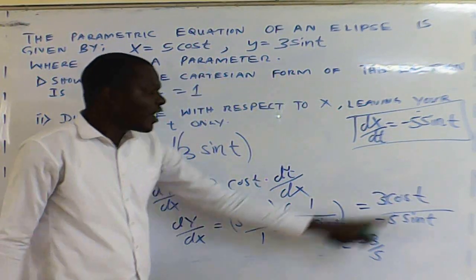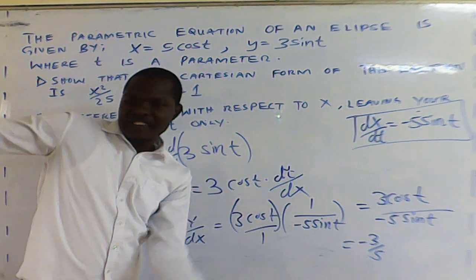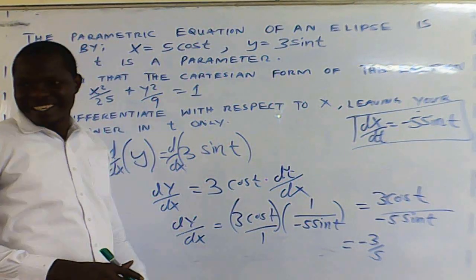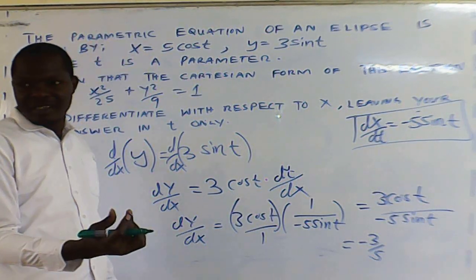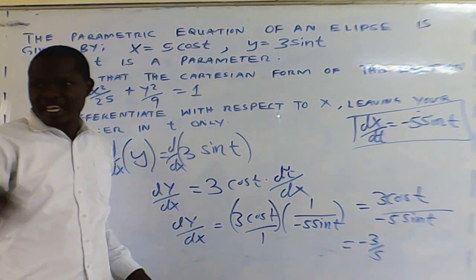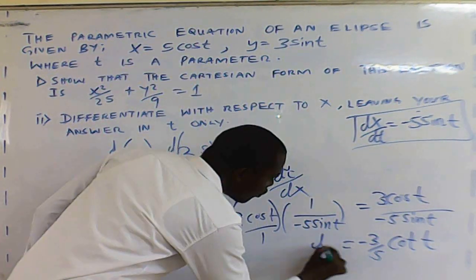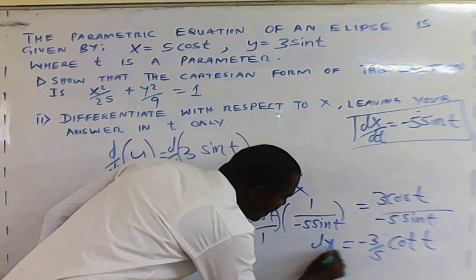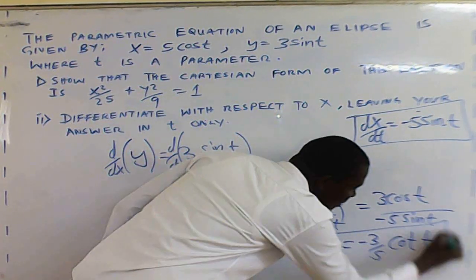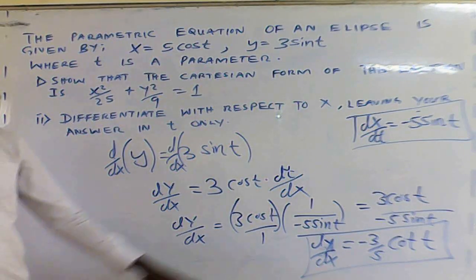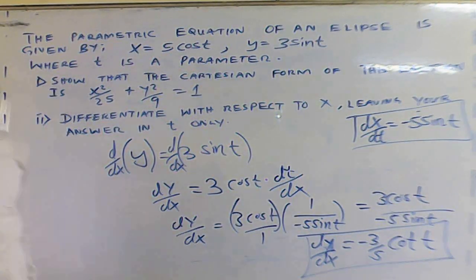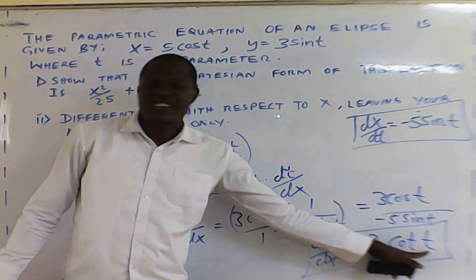So if you simplify that, you get 3 over negative 5, which is negative 3 over 5, isn't it? Yes. Then cos t over sine t is the reciprocal of tan t, isn't it? Tan is sin over cos. You see? But now cos over sin is cot t. So you found the derivative dy over dx. The derivative dy over dx is negative 3 over 5 cot t, meaning you left your answer in t only.